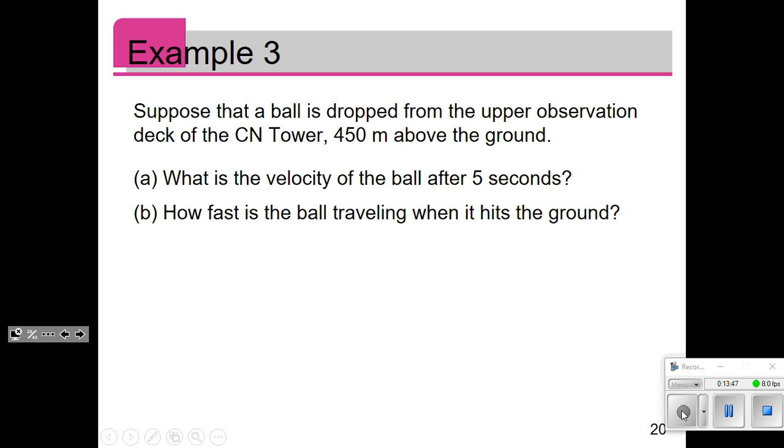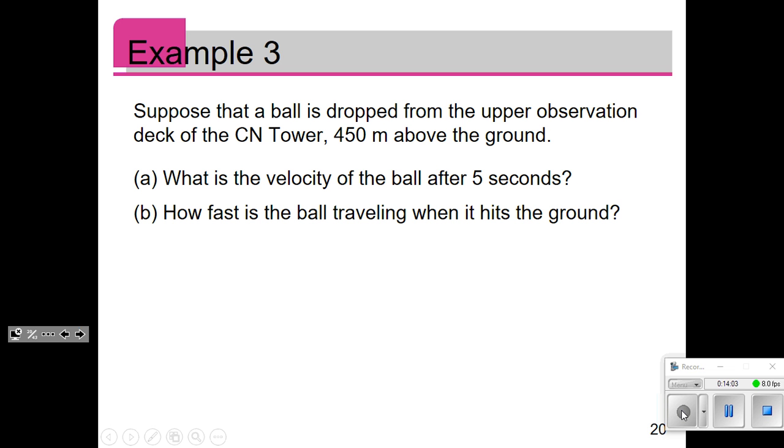Suppose that a ball is dropped from the upper observation deck of the CN Tower, 450 meters above the ground. I think that's that thing that looks like the Space Needle in Toronto. Don't quote me on that though. What is the velocity of the ball after 5 seconds, and how fast is the ball traveling when it hits the ground?